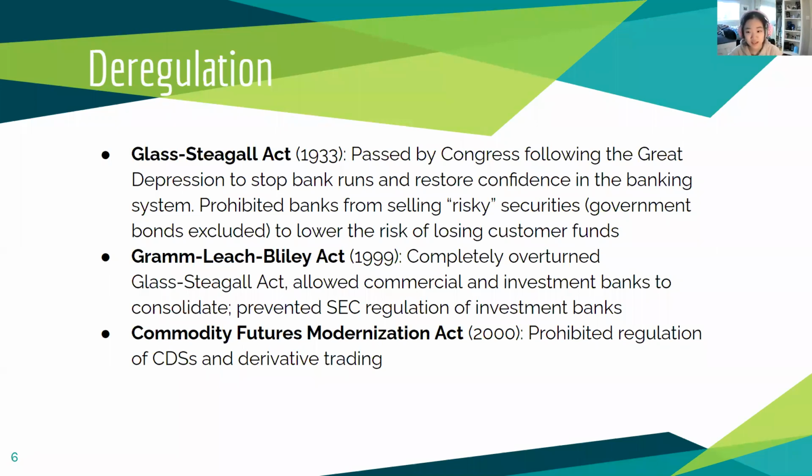But then in 1999, Congress passed the Gramm-Leach-Bliley Act, which completely overturned the first one, the Glass-Steagall Act. And this allowed banks to use deposits to invest in derivatives. It also prevented the US Securities and Exchange Commission, which is the government agency that regulates the buying and selling of securities, from regulating the investment banks. And then the last one, the Commodity Futures Modernization Act, also prevented regulation of derivative trading.